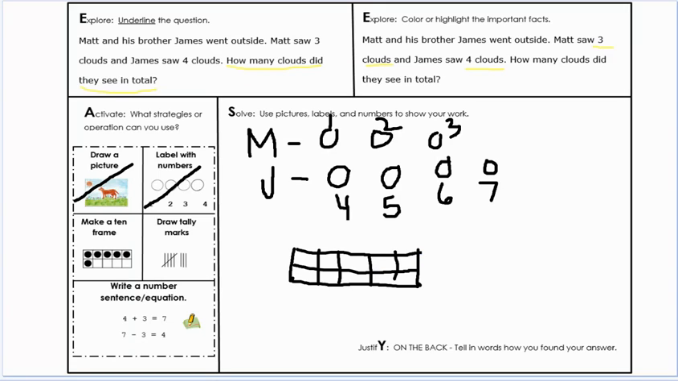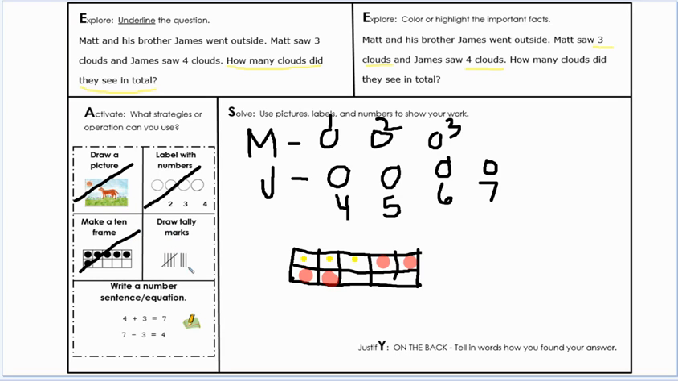All right, now I could do circles, okay? So we said that Matt first saw 3 clouds, so 1, 2, 3. And then his brother James saw 4, right? 1, 2, 3, 4. And so what's my total? Let's just check. 1, 2, 3, 4, 5, 6, 7. Oh, it's 7 clouds. All right, so that's another strategy.